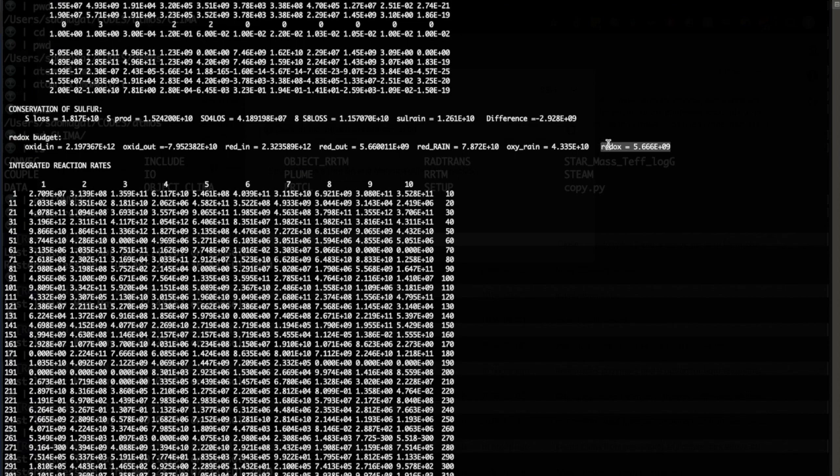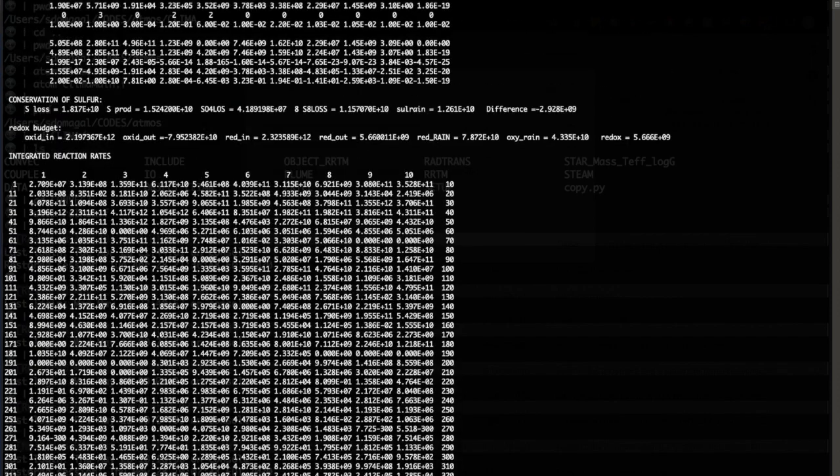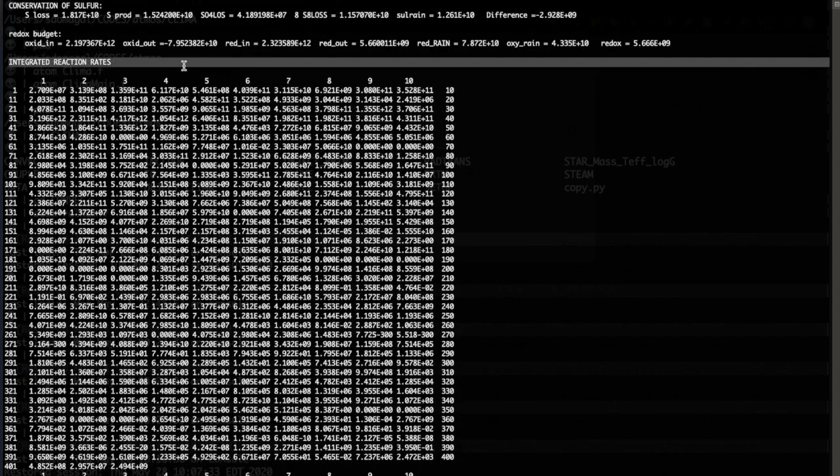This is your redox balance here for any run, in particular any run where you don't have biology turned on. This number should be orders of magnitude smaller than the larger terms here to the left of it. Next is integrated reaction rates. This is how fast each reaction in a molecule is occurring, integrated over the total height of the atmosphere.